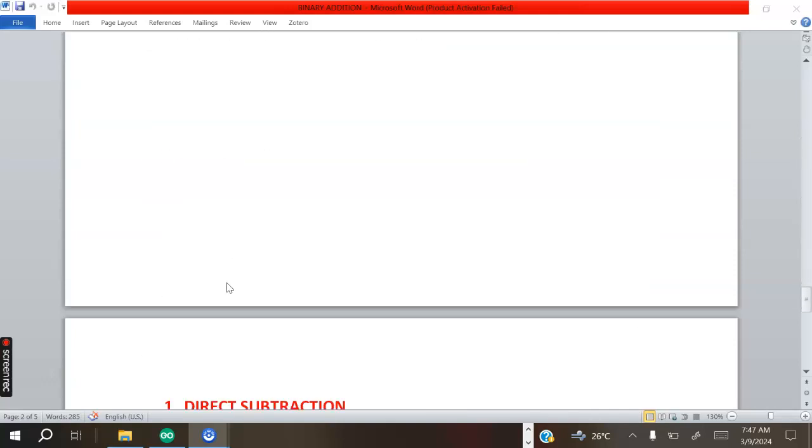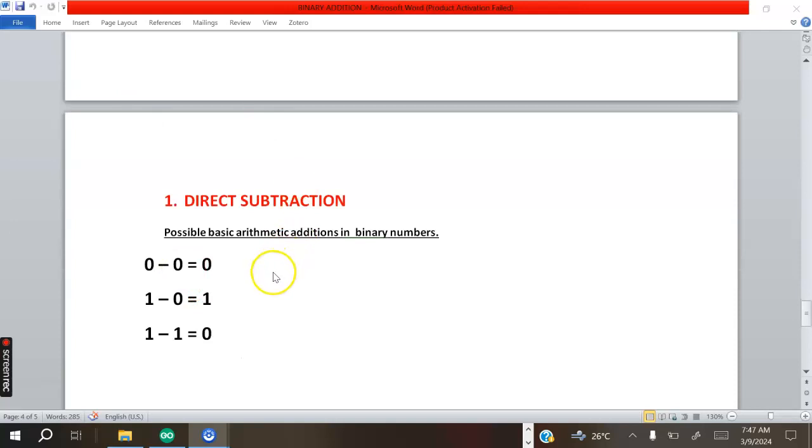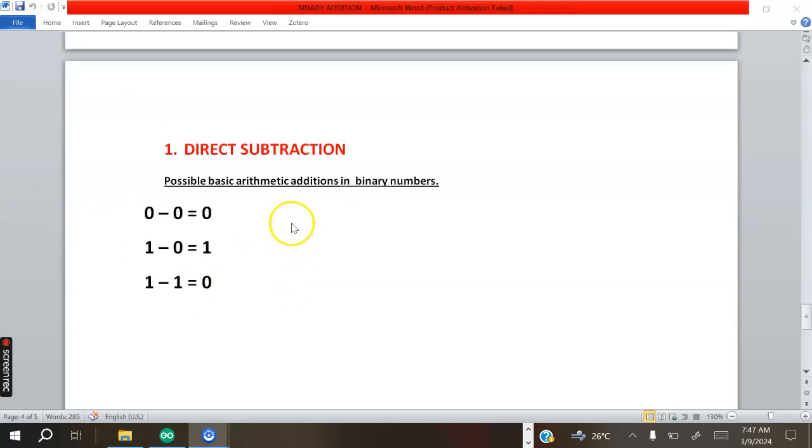But for this other scenario where we have the direct subtraction of binaries, these are the possible basic arithmetic additions, and it is supposed to be subtraction, rather. Sorry for this. It's supposed to be subtraction.